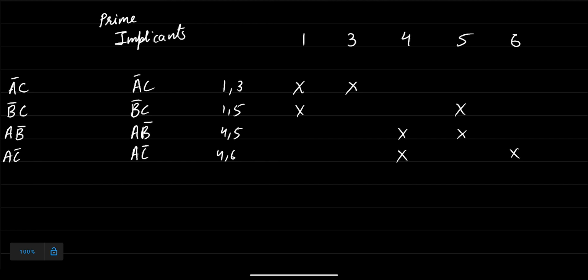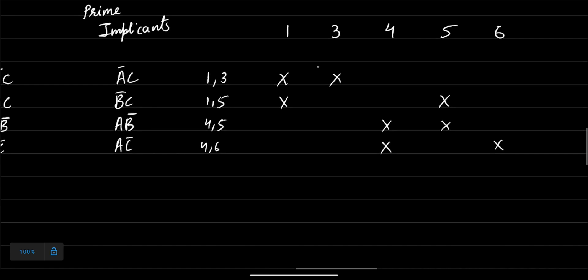Now we start to choose the essential prime implicants, which are basically the prime implicants whose rows correspond to x's that are alone in their columns. So for example, 3 is alone in its column, so A bar C would be an essential prime implicant.